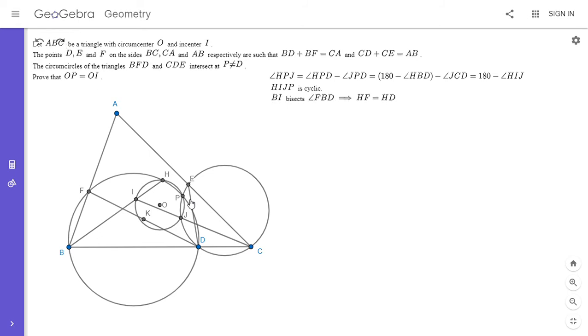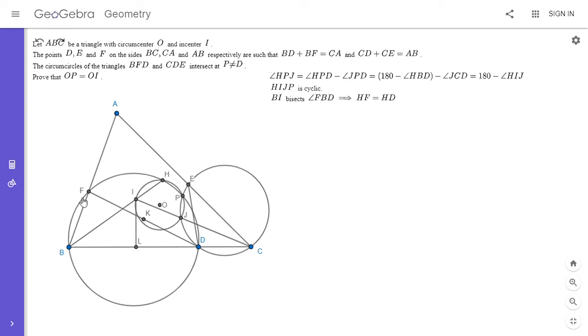And then, I'm going to use this later, but if K is the midpoint of FD, then HK is perpendicular to FD by symmetry. All right, so here's my plan. I'm going to draw in a few more points. I just drew the perpendicular from I to BC. So what's my plan here?